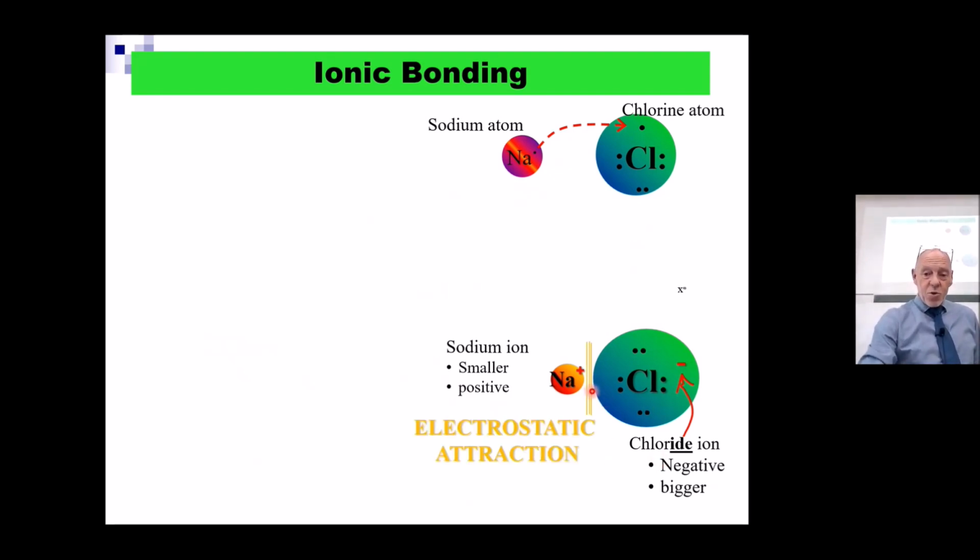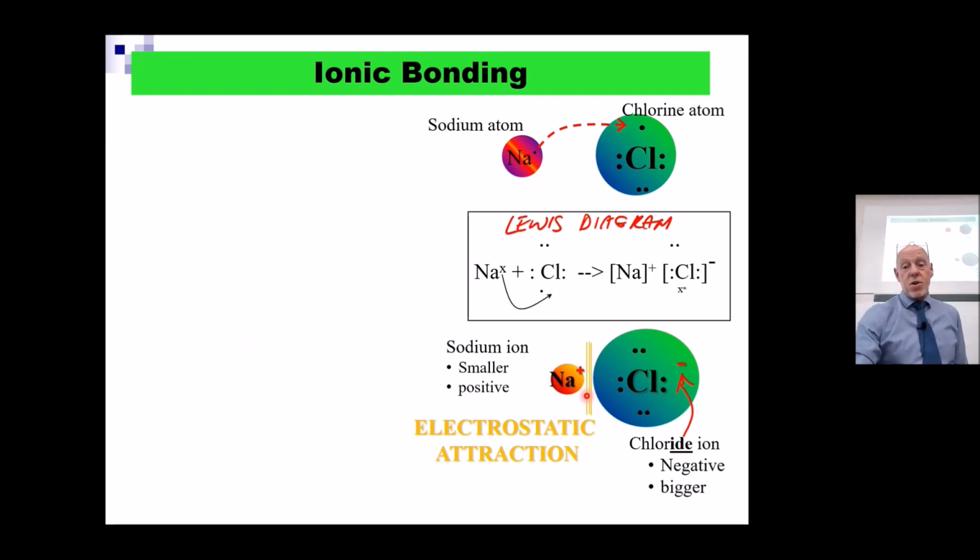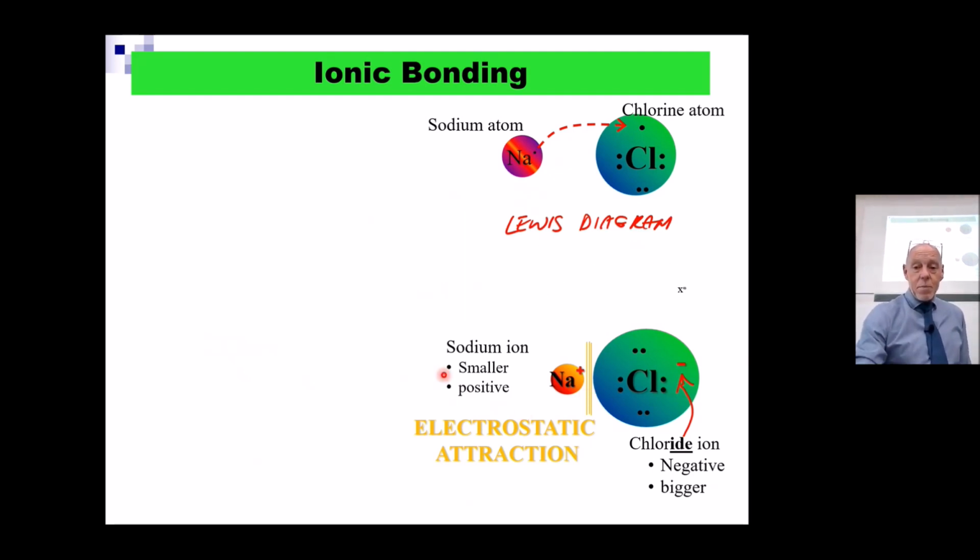This is the electrostatic attraction from the positive to the negative, which makes the two of them stick together. And it's a strong bond. That's what keeps things together in an ionic substance. And that is basically an ionic bond. So that's it in pictures.